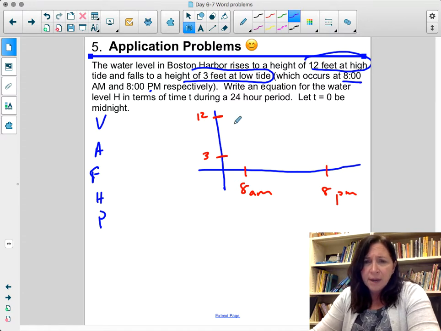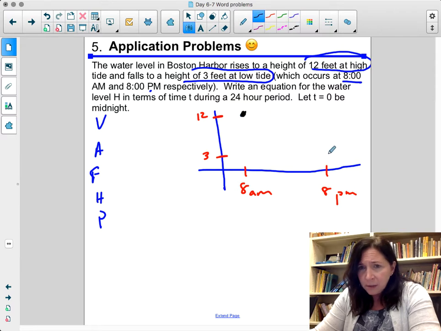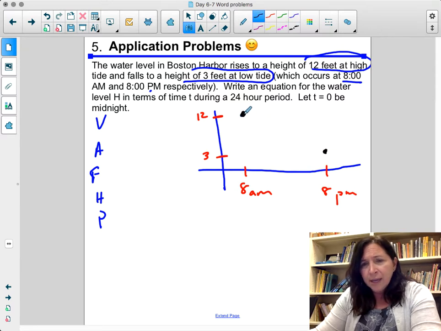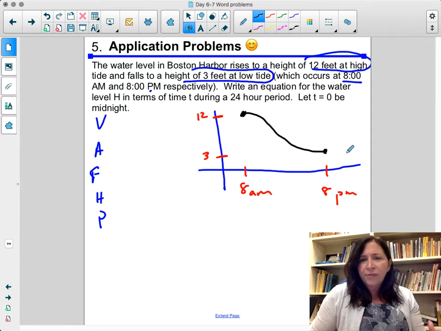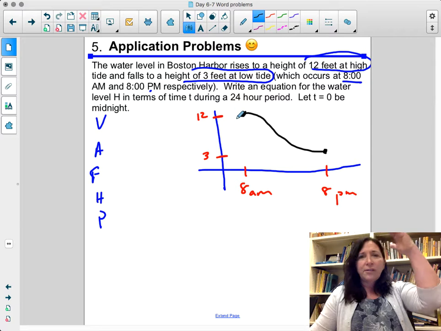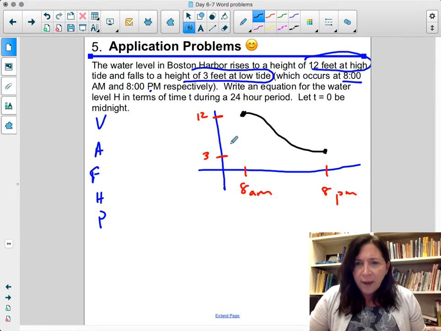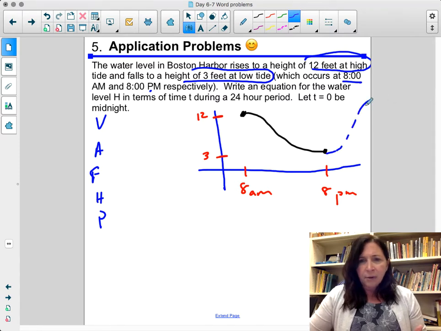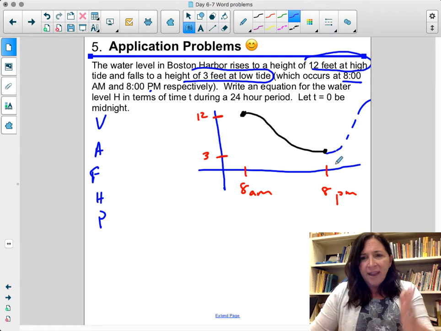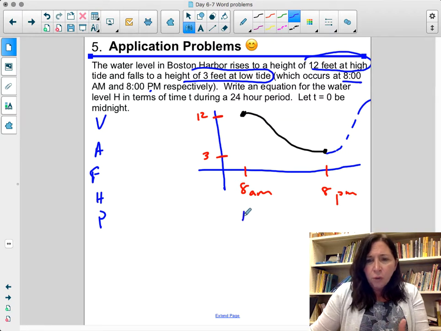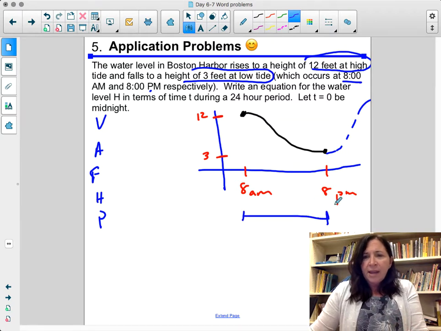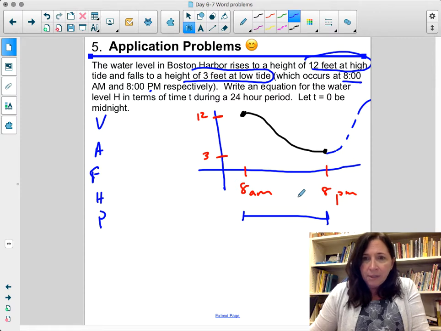So it looks like a high point and a low point. Anytime they give you a high point and a low point, it's always going to be a cosine, because your cosine starts high, ends high. What you have here is half of your graph, just like we were talking about in the last problem. This is going to keep going on like that. But you at least have half of your period, and you know from 8 a.m. to 8 p.m., how much time is that?